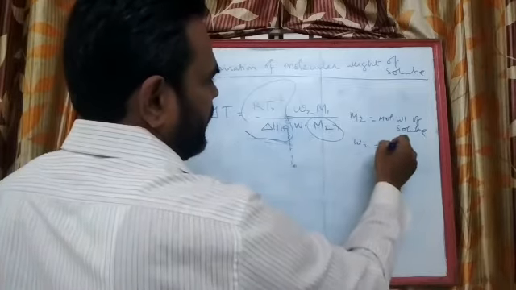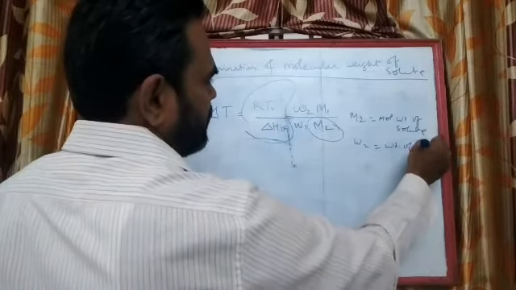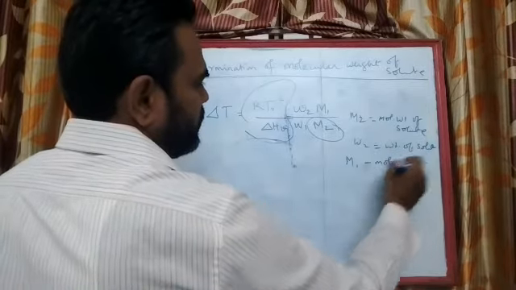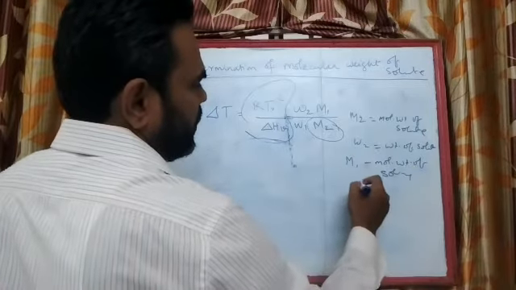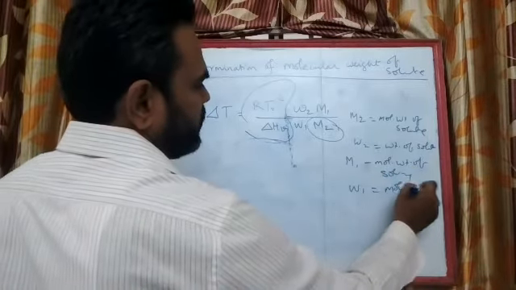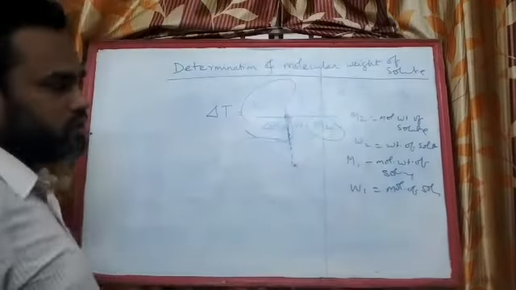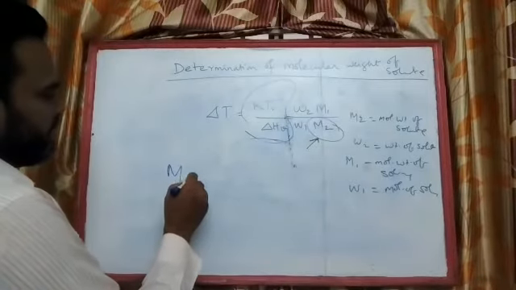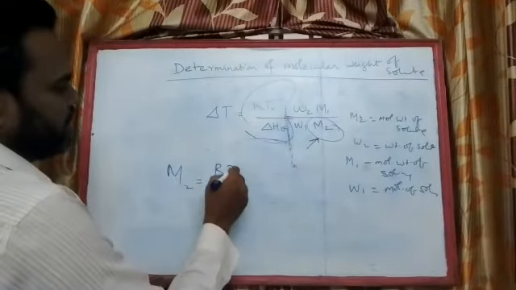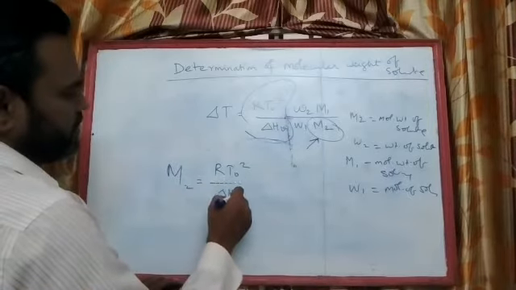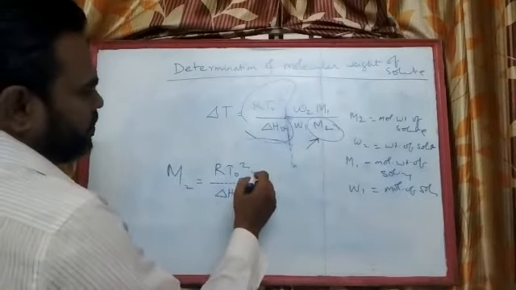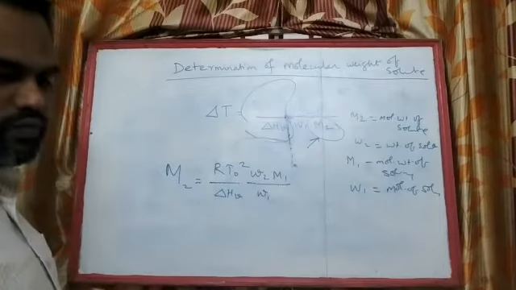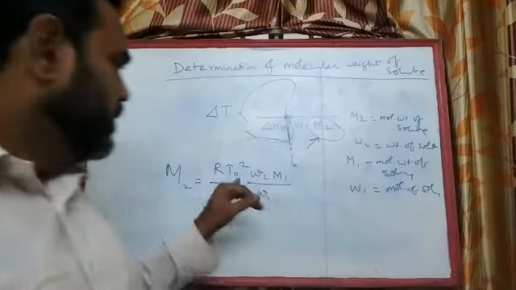W2 is the weight of solute, M1 is the molecular weight of solvent, and W1 is the weight of solvent. If you want to find the molecular weight of solute M2, the equation can be rearranged: M2 is equal to RT0 squared by delta HV, W2 into M1, all divided by W1.